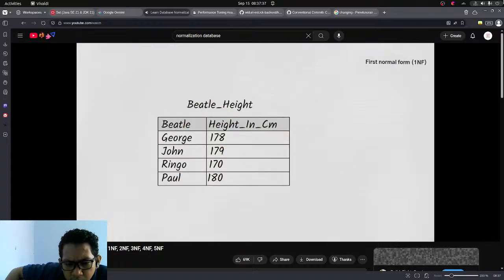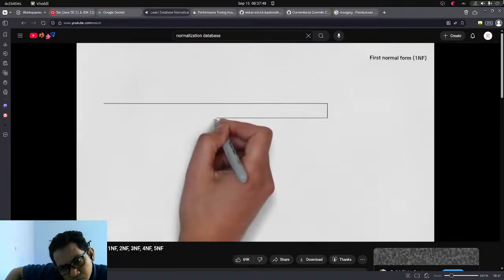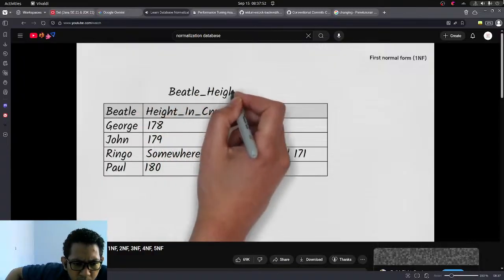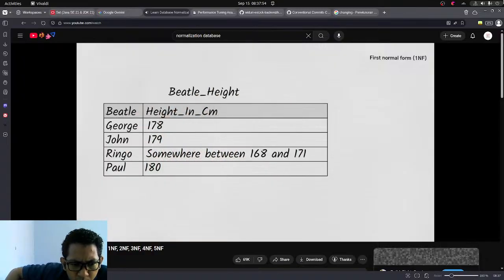So far, we've seen one way in which a design can fail to achieve first normal form, but there are others. A second way of violating first normal form involves mixing data types. Suppose our Beetle height dataset looked like this. If you're accustomed to spreadsheets, you'll be aware that they typically won't stop you from having more than one data type within a single column. For example, they won't stop you from storing both numbers and strings in a column.